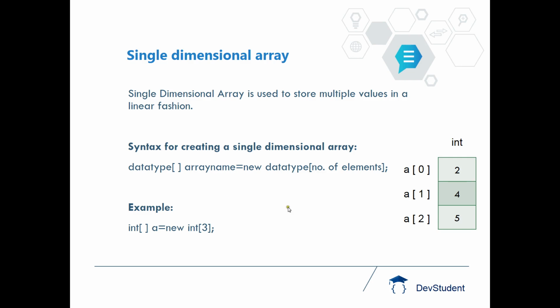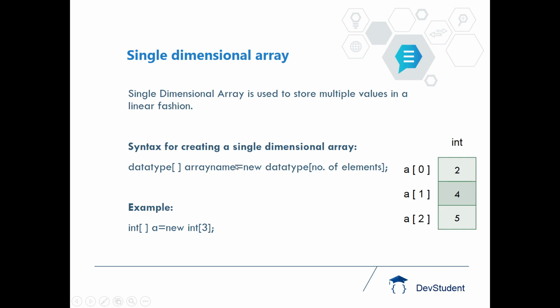On the right side, you can see a diagram of a single dimensional array. The items 2, 4, 5 are stored in a linear fashion, and they are indexed with a of 0, a of 1, a of 2. As they are zero indexed, it starts with 0. And all the values are of int type because they should be of a similar type. And here the array is created of int type.